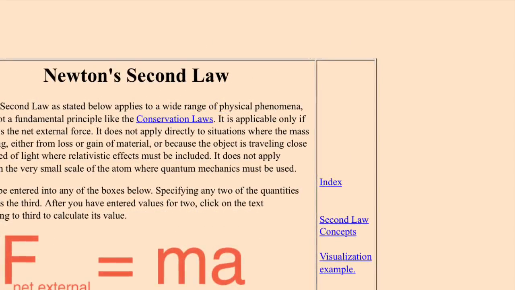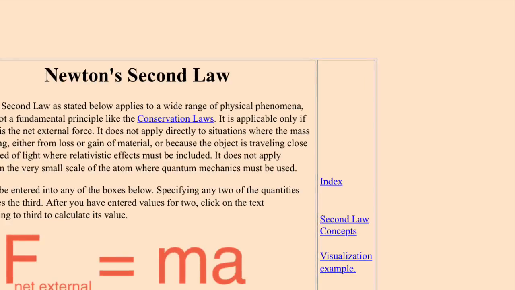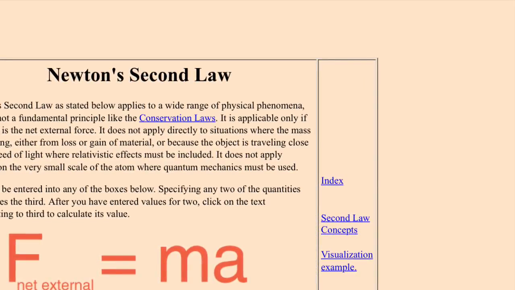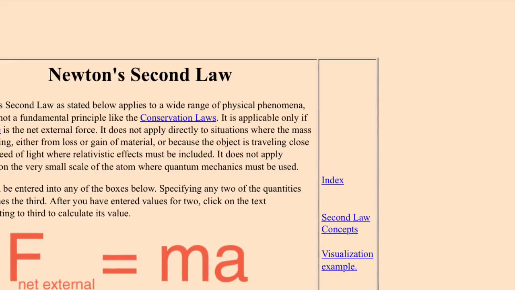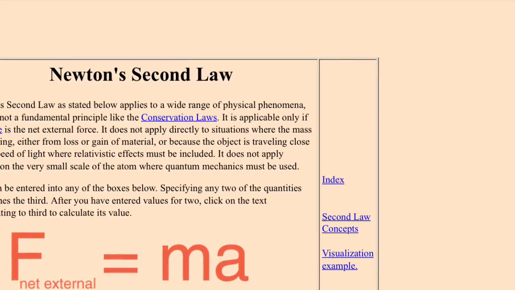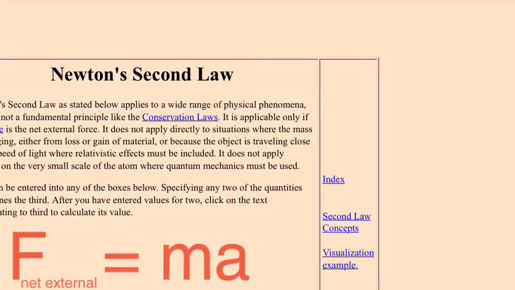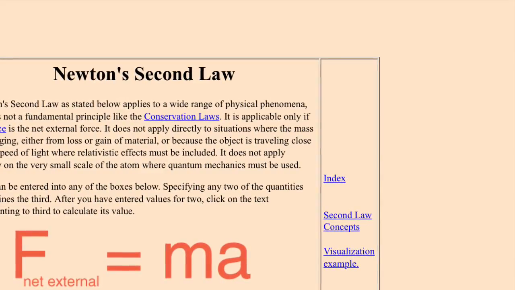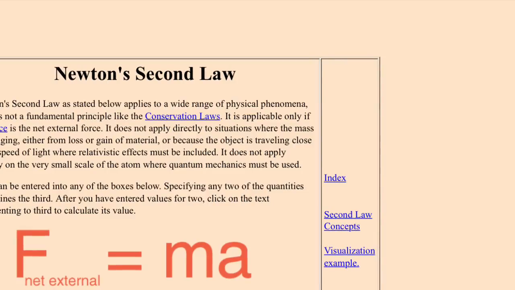Newton's second law states that the force on an object is equal to the mass of the object multiplied by its acceleration. If we apply this law to a football, it tells us that the amount that the ball accelerates depends on the force applied by the quarterback and the mass of the ball.